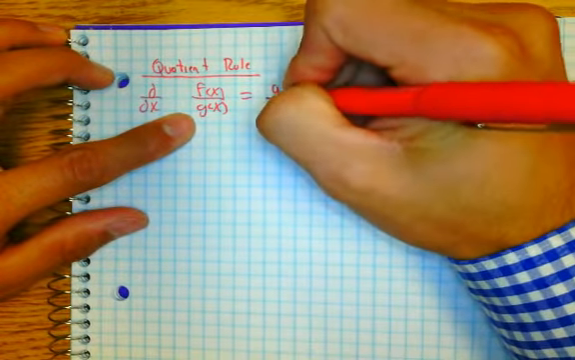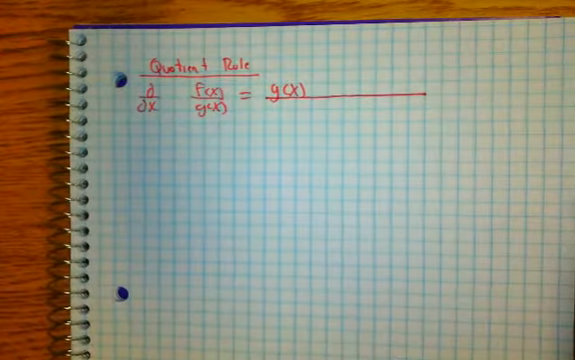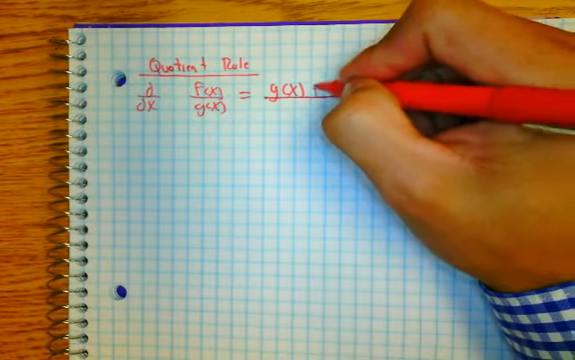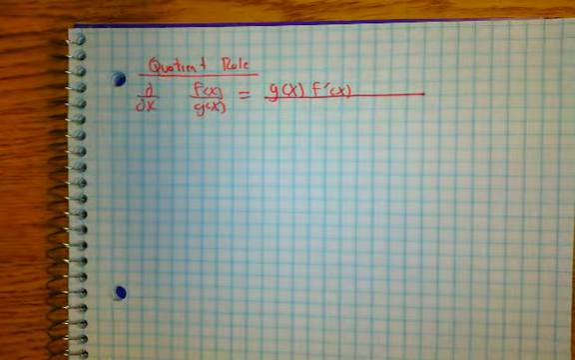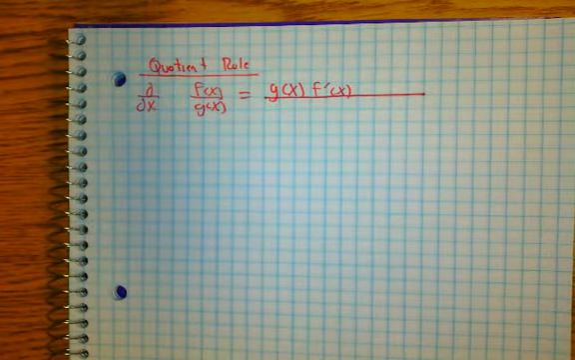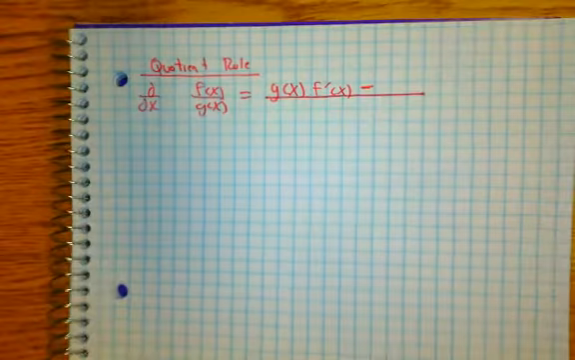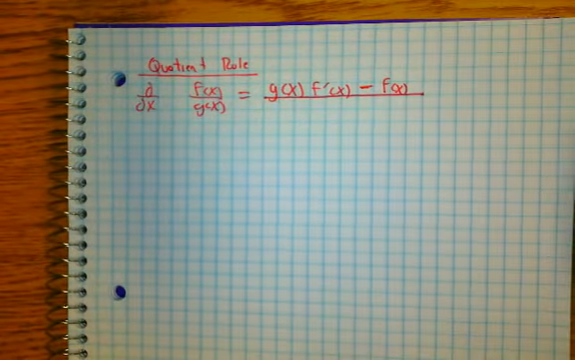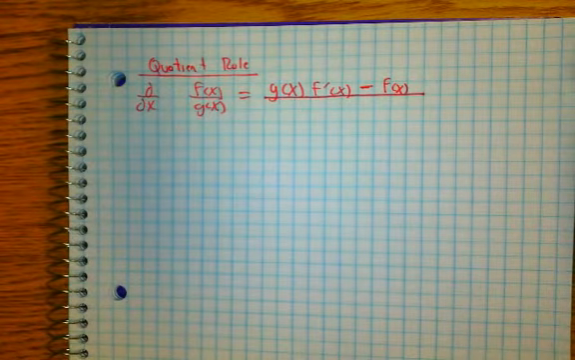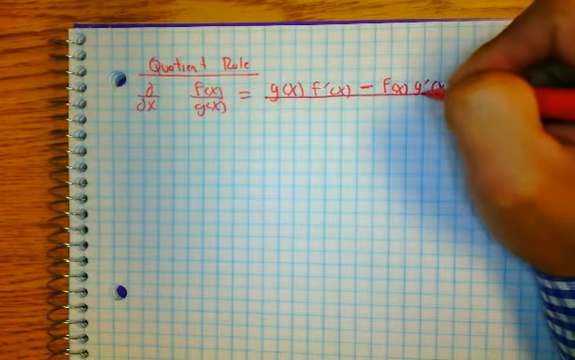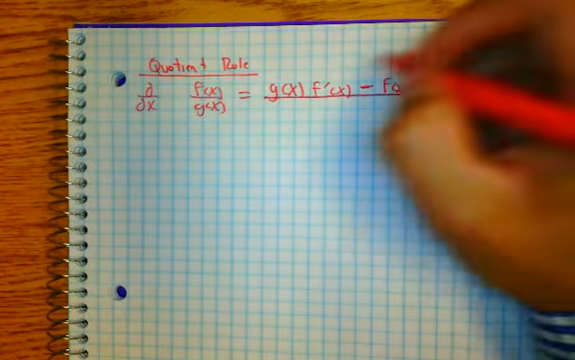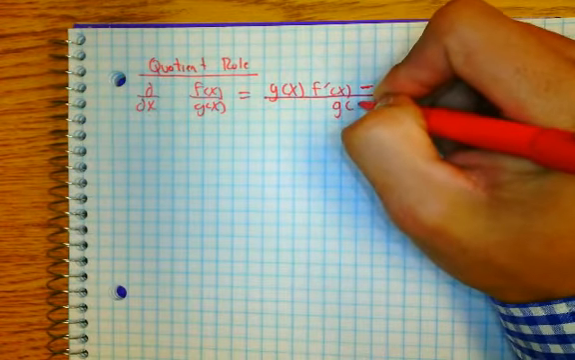Then you are going to multiply that part by the derivative of the numerator. Then you're going to subtract the original function that was on your numerator times the derivative of your denominator. And last but not least, you're going to divide that entire thing by the function that was originally on the denominator, but you're going to have to square it.